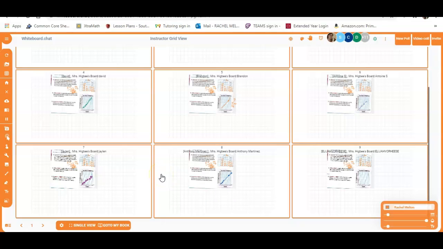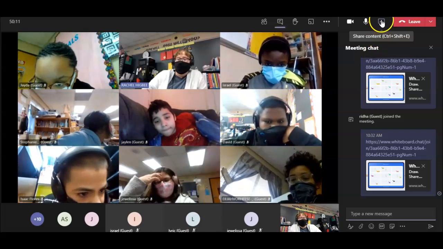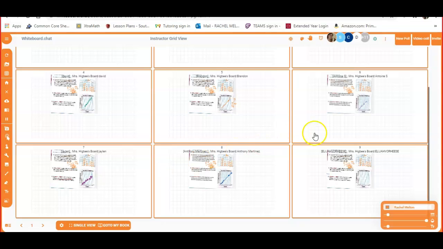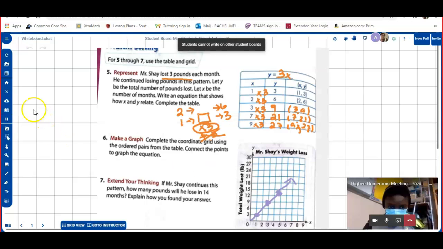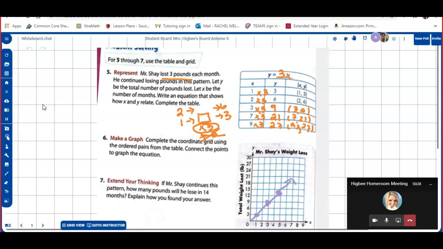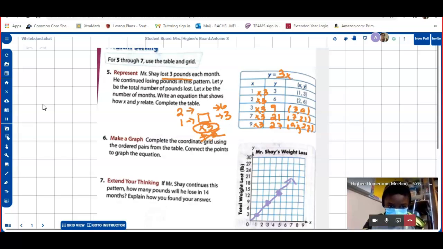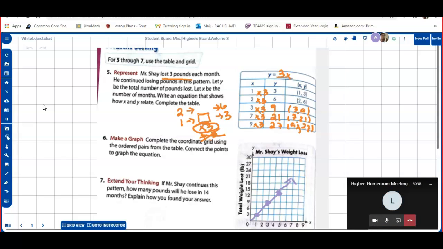Okay, Antoine, is it okay with you if I share your graph with everybody? Yes? Okay. All right, so let me go ahead and go back here and share Antoine's graph with everybody. All right, so what do you notice about his graph? He did the arrow. Okay, he did the arrow. Good. He has 3 dots. He has 3 dots. Good.